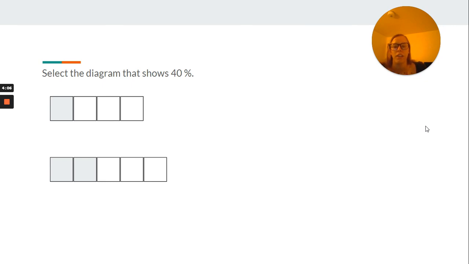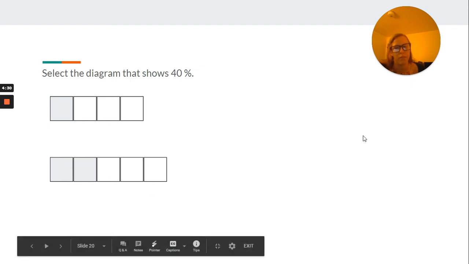Okay, another one for you to work on your own. When you're ready, hit play to see the answer. So 40, we can break 100 into 5 parts of 20s: 20, 40, 60, 80, 100. 40 would be 2 of those, so we need 2 shaded pieces out of 5 parts. 1, 2, 3, 4, 5. So this shows 40%.